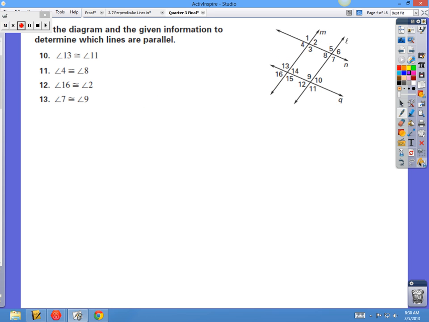Last one, 7 and 9. 7 is here, 9 is here. I'm linking these 4 angles to these 4 angles, so I must be linking this line to this line. So the same as before, N and Q.